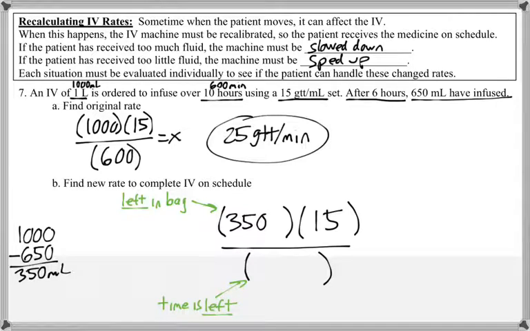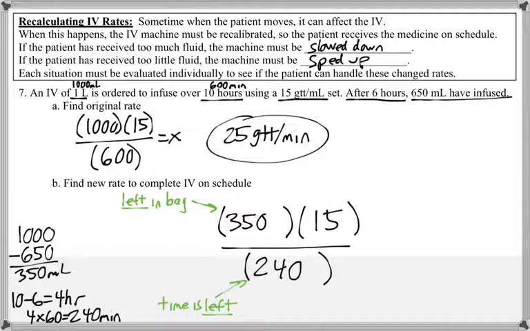Now time, it says that after 6 hours. So 6 hours have passed. And the total time was 10 hours. So 10 minus 6 is 4 hours. So there's 4 hours left. And in minutes, that is 240. So there's 240 minutes left.